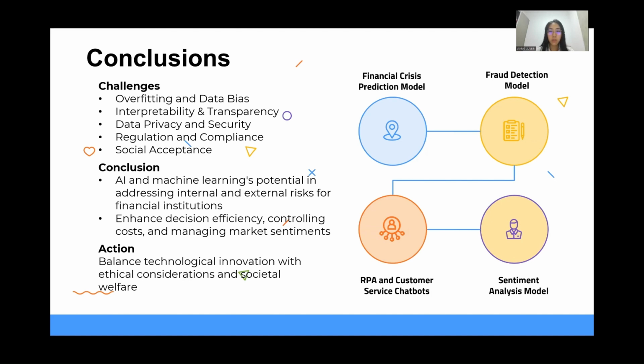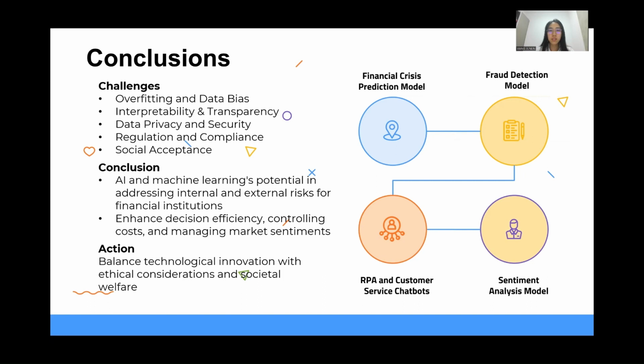And the third one is RPA and customer service chatbots. Through UiPath for RPA and dashboard for chatbots, we automated core banking processes and developed intelligent Q&A capabilities. This automation significantly enhanced operational efficiency and customer experience, particularly during financial uncertainties.